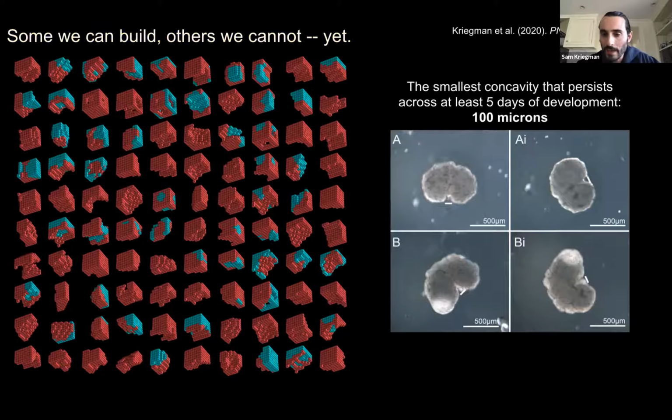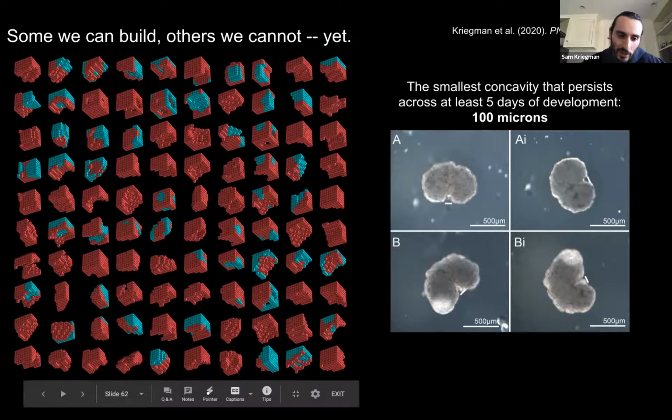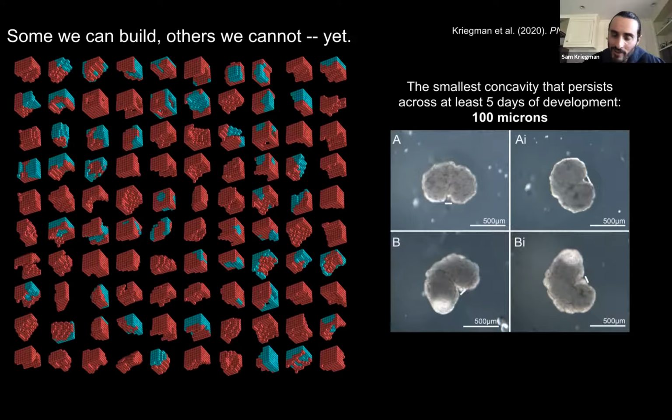As just one example of the kinds of constraints we're dealing with, we found that with our current build method, there's a limitation on how small a gap can be in the body that will persist over development. It was about 100 microns, which translated into our model at this particular resolution to about a gap of 1 voxel wide. So any designs that have that gap, we just filtered them out. So they're out of consideration.